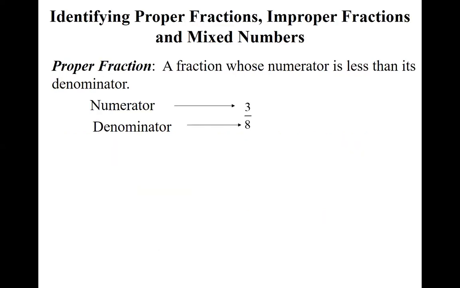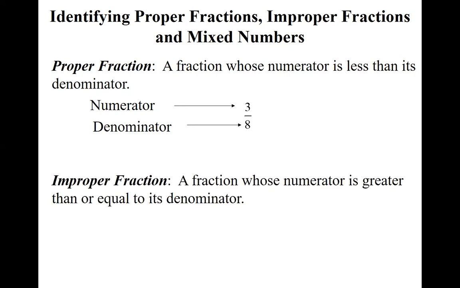Up until now, we've been looking at what's known as a proper fraction. And a proper fraction is a fraction whose numerator is less than its denominator. So the number on top has been smaller, like 3/8. An improper fraction, on the other hand, is a fraction whose numerator is greater than or equal to its denominator. So in a proper fraction, the top is strictly less than the bottom. An improper fraction is anything else. If the top and the bottom are equal, or if the top is greater than the bottom, we have an improper fraction.